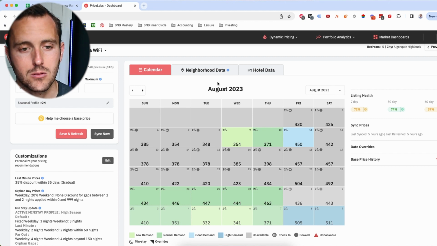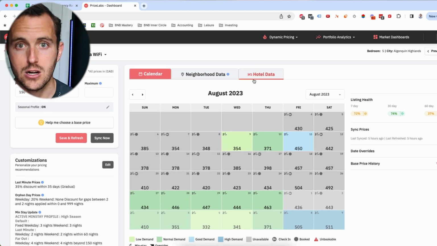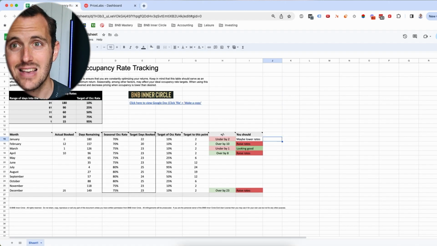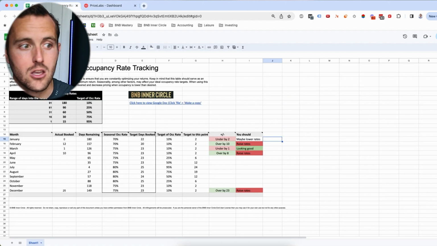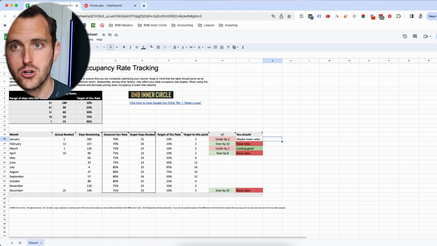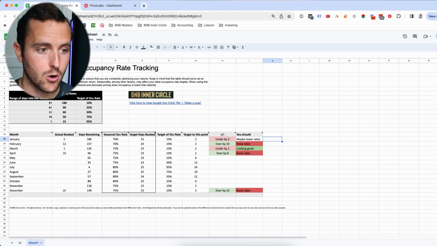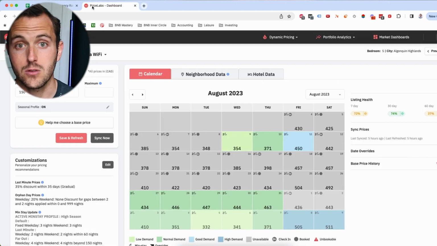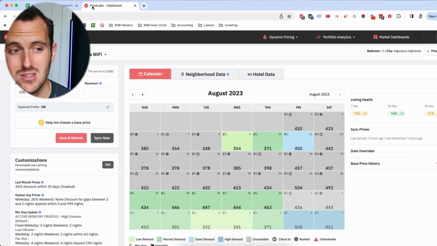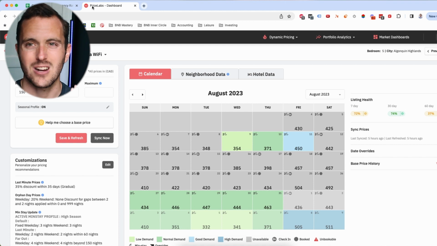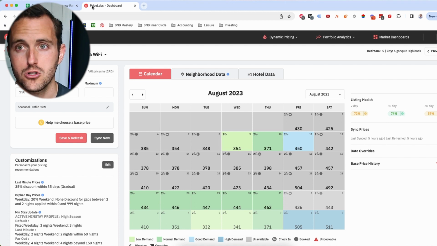You're not actually going to be able to use this software to its greatest capacity, which is why, like I said, we still to this day use this target occupancy rate tracking spreadsheet for a few of our properties that are newer. We're still getting used to the pricing and the nuance for them. And Price Labs is a relatively new software that we've only been using for about 6 months now. So we're still really working on dialing it in and getting it performing super, super well.